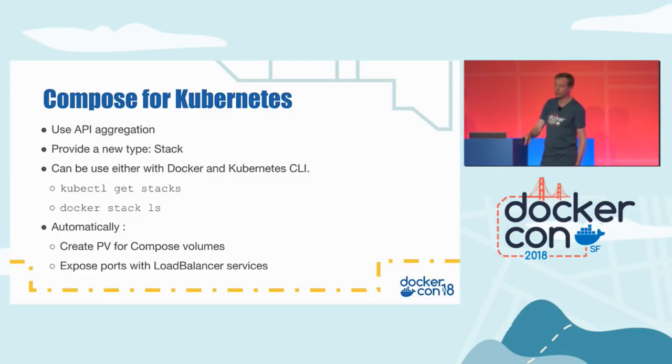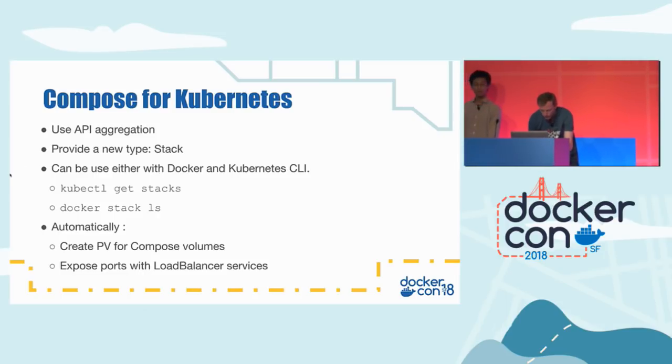And we can manipulate the stack objects both with the Docker command line, with, for example, docker stack ls to list the existing stacks, and also with the kube command line, so we can do a kubectl get stacks and see the details of the stack object with the kube command line. And as previously, we automatically create persistent volumes for the volumes that are described in the Docker Compose file, and we will automatically expose ports on the host if you specified port exposure in your Docker Compose file.